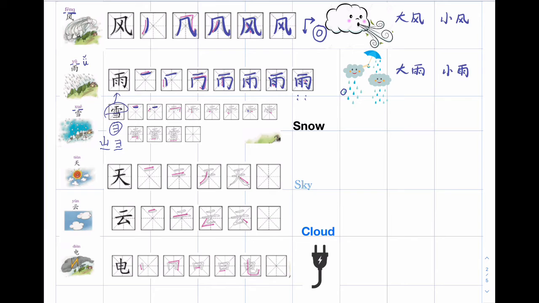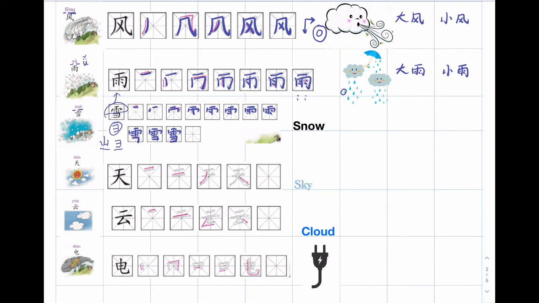1 2 3, 1 2 3, 1 2 3 4, 1 2 3 4 5, 1 2 3 4 5 6, 1 2 3 4 5 6 7, 1 2 3 4 5 6 7 8, 1 2 3 4 5 6 7 8 9, 1 2 3 4 5 6 7 8 9 10, 1 2 3 4 5 6 7 8 9 10 11 strokes. I finished writing 雪.